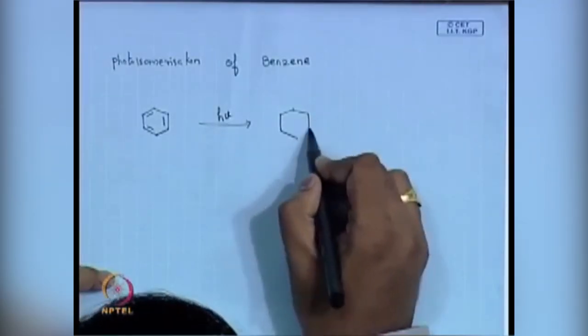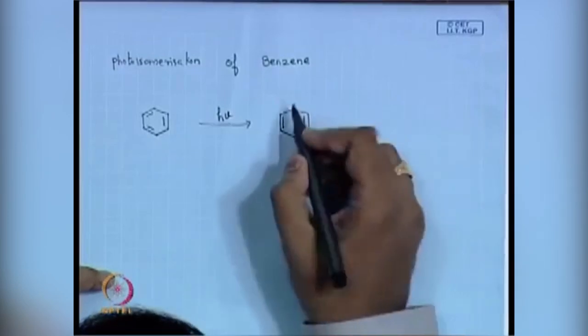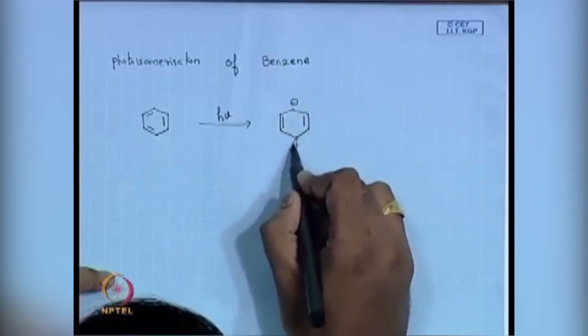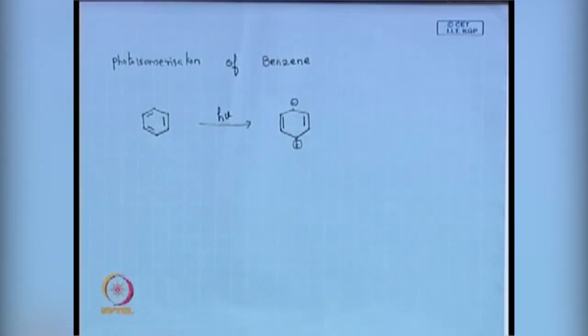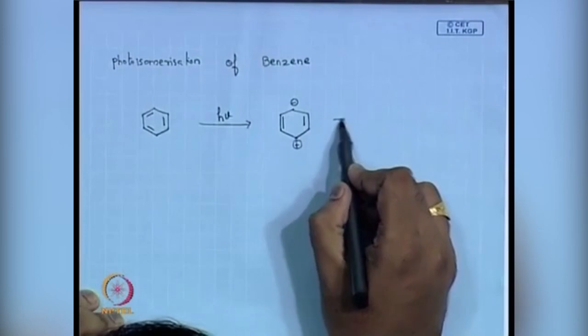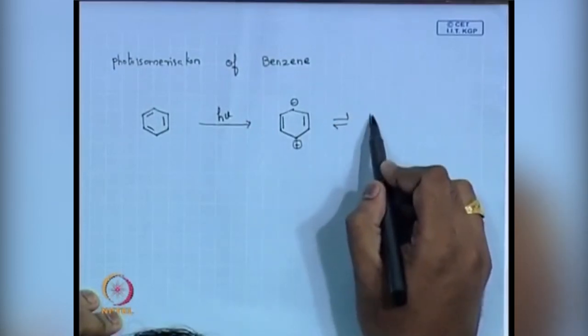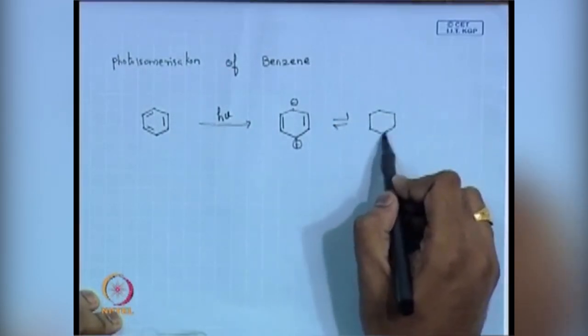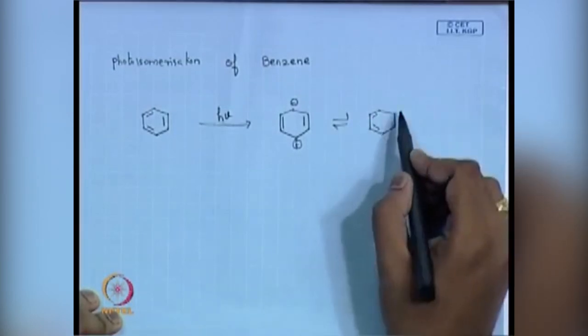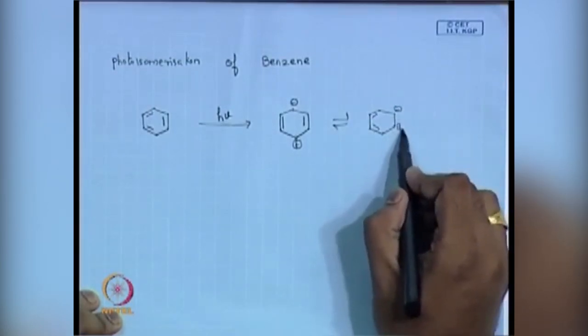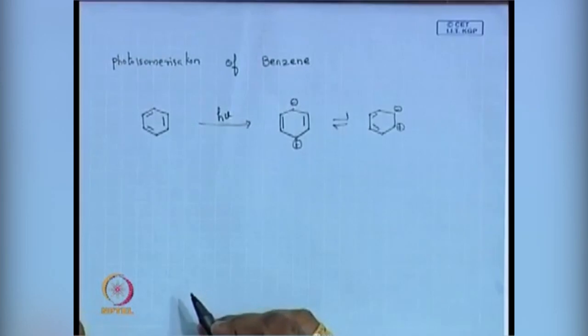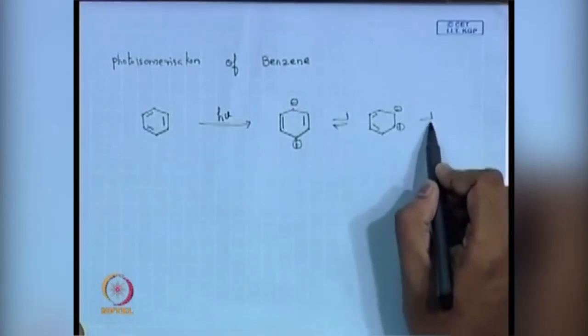See, when you take benzene, this is how it exists in the singlet state. Fine. So I can write this state, it can also be written like this. It can also exist like this.